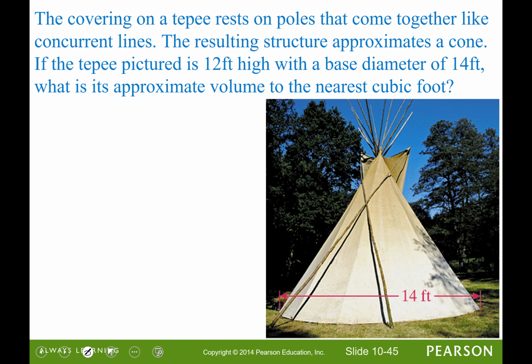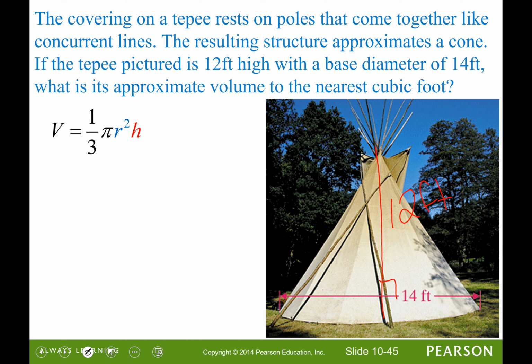Let's try this one. The covering on a teepee rests on poles that come together like concurrent lines. The resulting structure approximates a cone. If the teepee pictured is 12 feet tall, okay, so we have a height of 12 feet, with a base diameter that is 14 feet, what is the approximate volume to the nearest cubic foot?